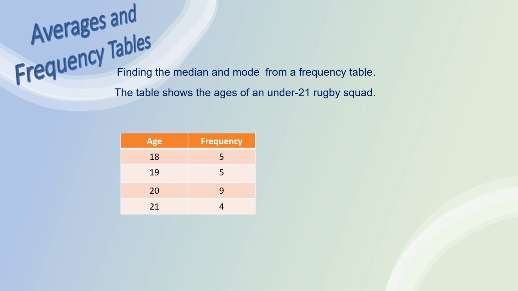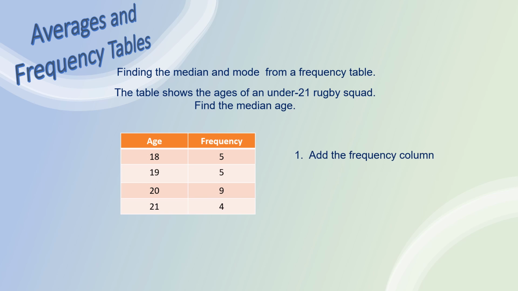Now, finding the mean and mode from a frequency table. The table shows the ages of an under 21 rugby squad, and in this case we want to find the median age. So you have to think about this one. It's a bit complicated, not too bad, but a bit complicated. It's just remembering how to do it.